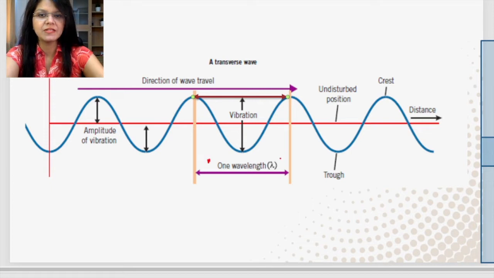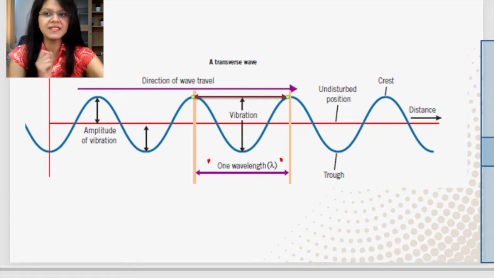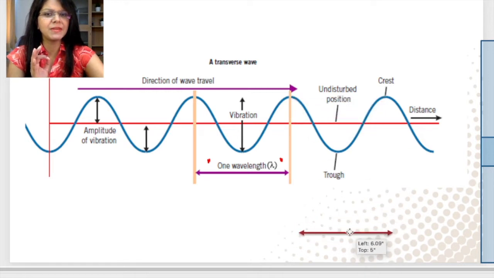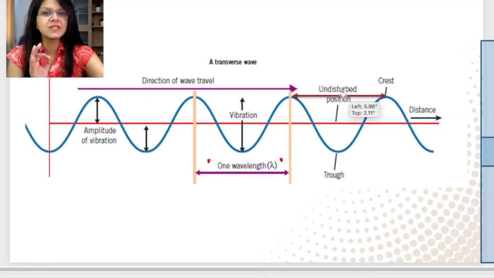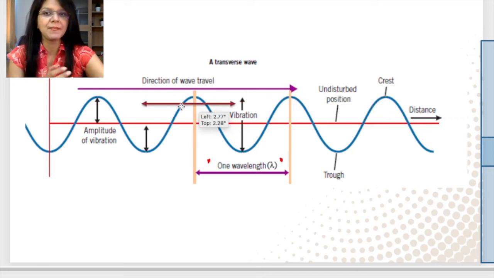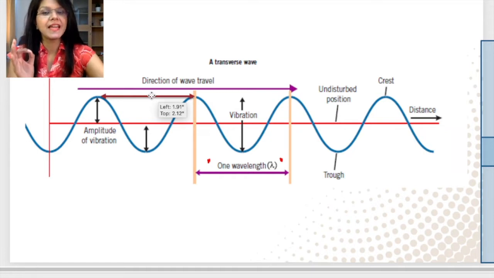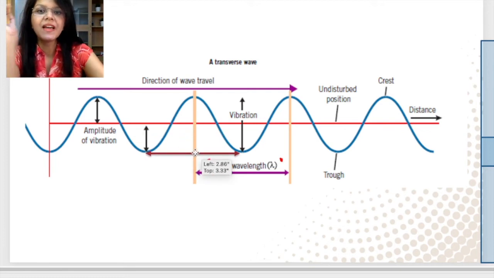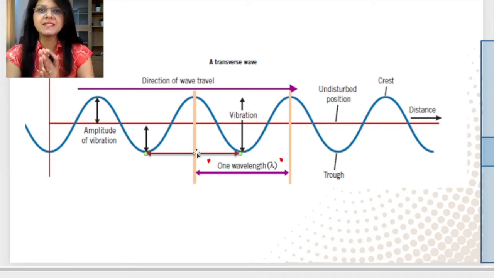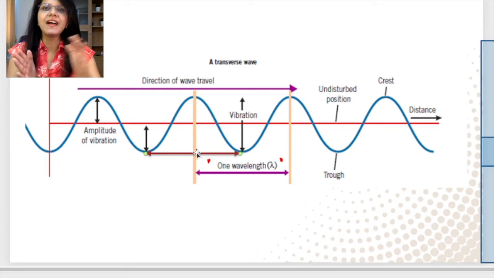One wavelength is equal to the distance from one crest to the other crest, and this distance is the same all throughout the wave. If I am putting my movable arrow from another crest to the next crest, again it is the same. The wavelength can also be defined as the distance from one trough to the other trough, or you can say that the wavelength is the distance between consecutive troughs or consecutive crests. Consecutive means lying one next to the other.